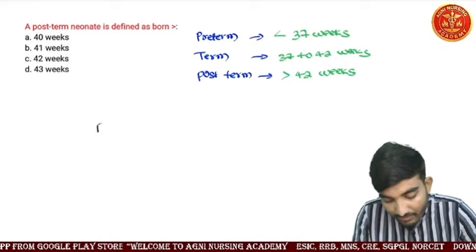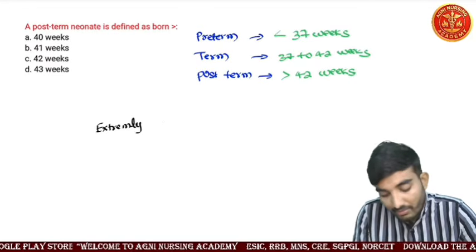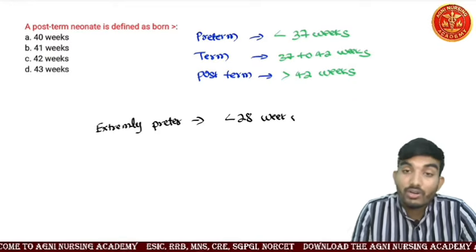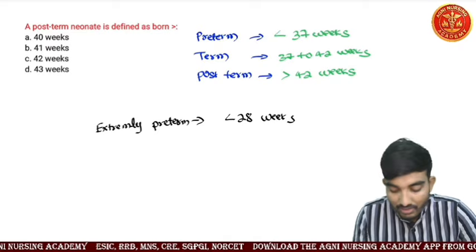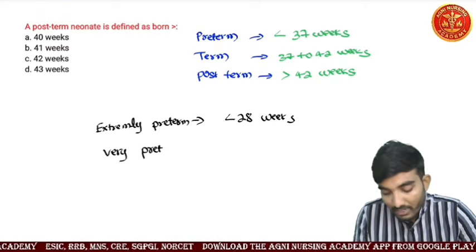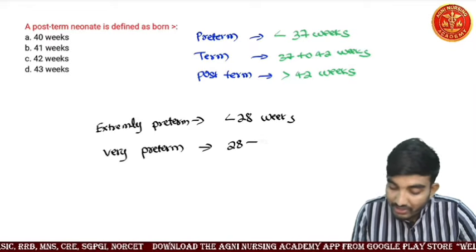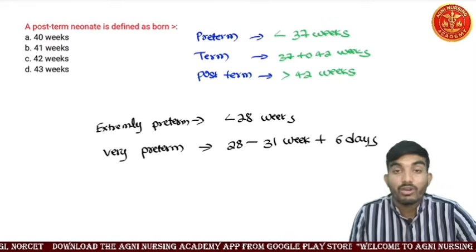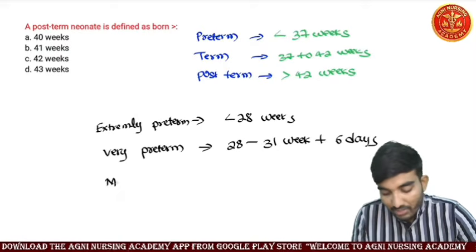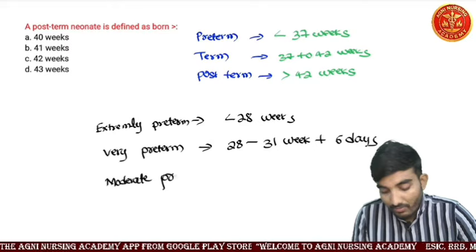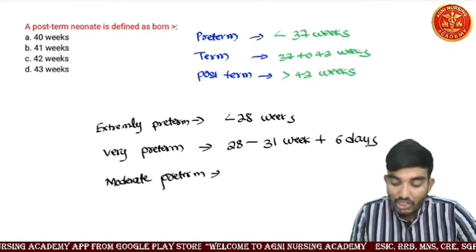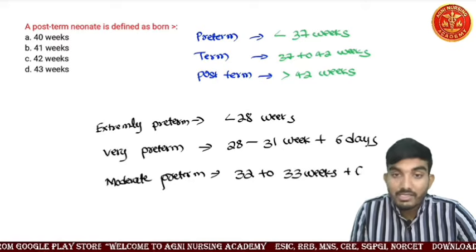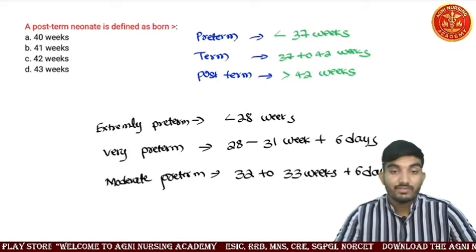Extremely preterm: if a child is born before 28 weeks of gestation, then we'll call it extremely preterm. Another one is very preterm: if a child is born between 28 to 31 weeks plus 6 days, then we'll call it very preterm. Another one is moderate preterm: if a neonate is born between 32 to 33 weeks plus 6 days, then we'll call it moderate preterm.